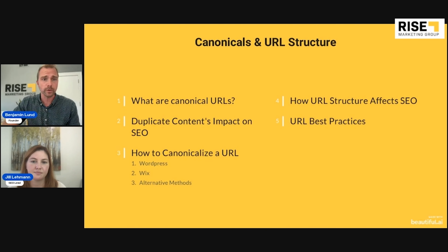We're going to cover a few different things, really looking at canonicals from all different layers. First, we're going to go into overall what canonical URLs are, and next we're going to get into duplicate content and how that can impact SEO, which can definitely throw a negative signal towards SEO. We're going to break down how to canonicalize a URL, and it really varies per platform. And we're going to talk about some of the major platforms where we can canonicalize URLs, including WordPress and Wix and some other platforms.